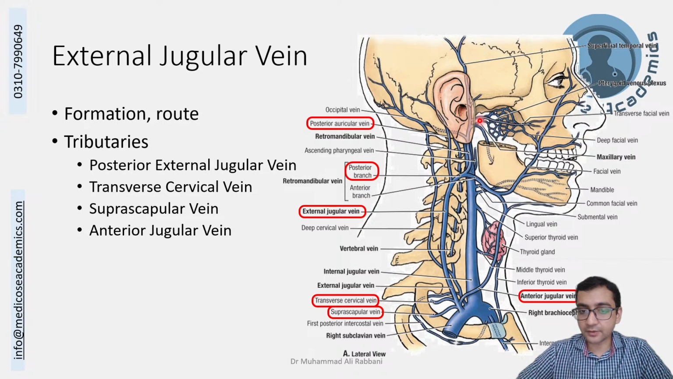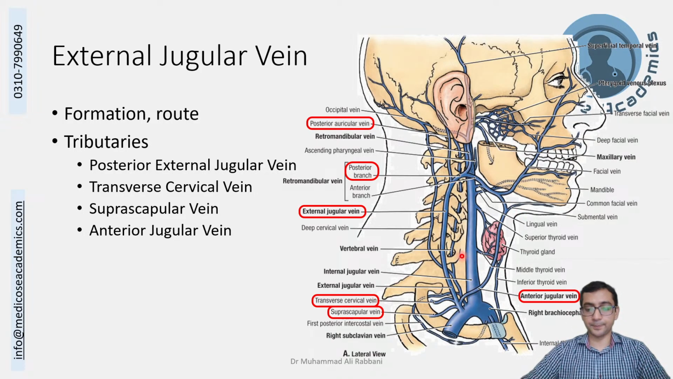Two tributaries are the ones that are forming the structure, that is the posterior auricular vein and the posterior division of the retromandibular vein. Apart from it, as you move down, you can see other structures joining it. These include the transverse cervical and superficial suprascapular veins, the ones with the same names as the arteries we discussed, and it may also drain the anterior jugular vein.